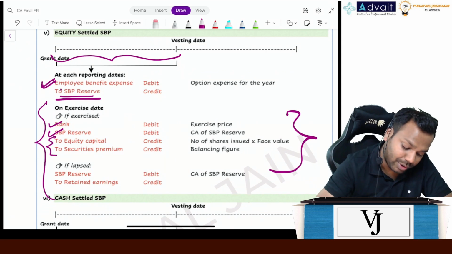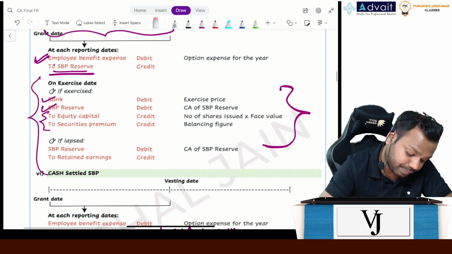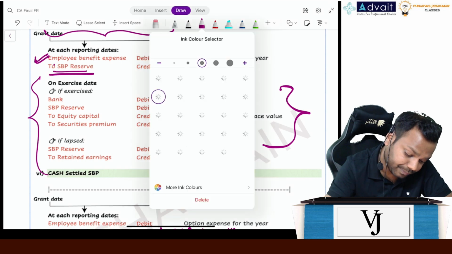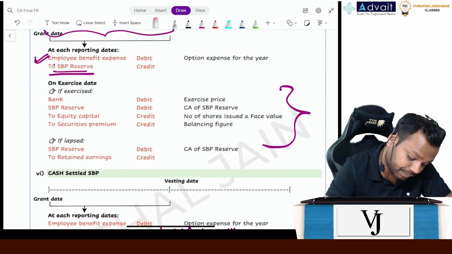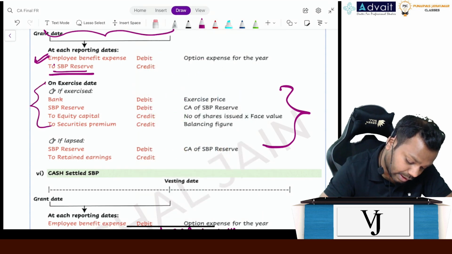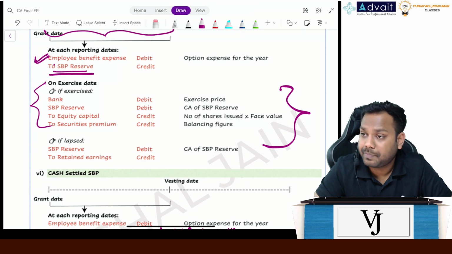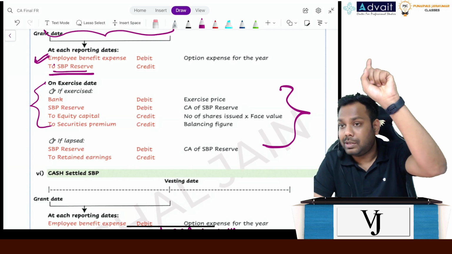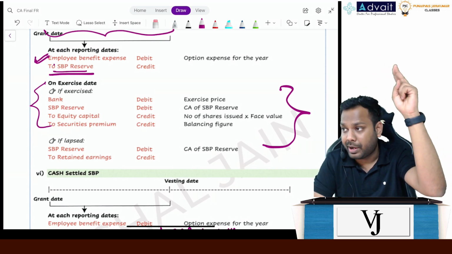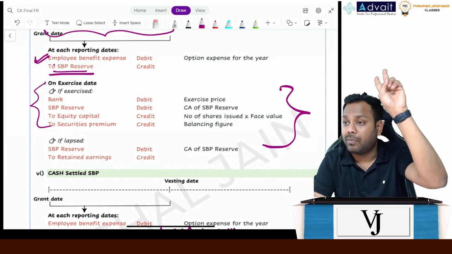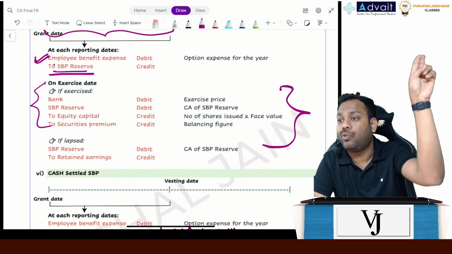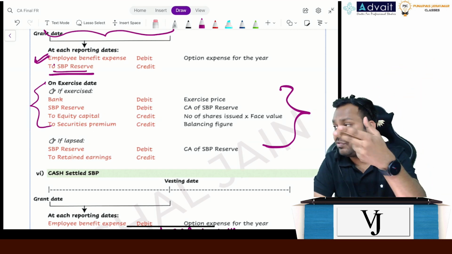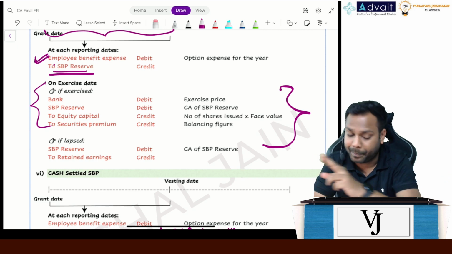Can you please have a look at this journal entry, the first one, and tell me, is it clear, everyone? First I will call the exercise price, that is bank account debit. Then I will debit the SBP reserve, which I have credited over the vesting period, and from these two balances I will issue equity capital, and whatever is the balance will be transferred to securities premium.